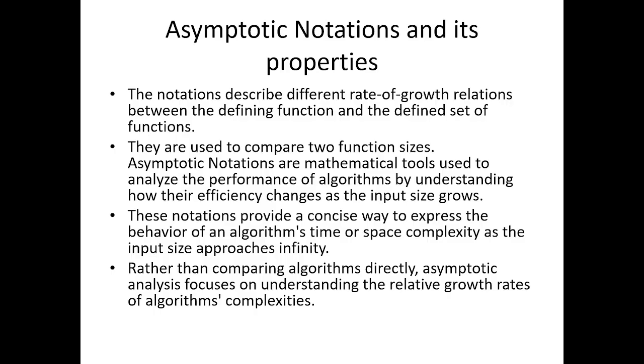The major topic for the analysis is the asymptotic notations and its properties. The asymptotic notation is the rate of growth between the defined functions as well as the defining functions. It is a mathematical tool to analyze the algorithm based on a number of factors like input size and recursive function. It is one way to express the algorithm's behavior in terms of space or time complexity.